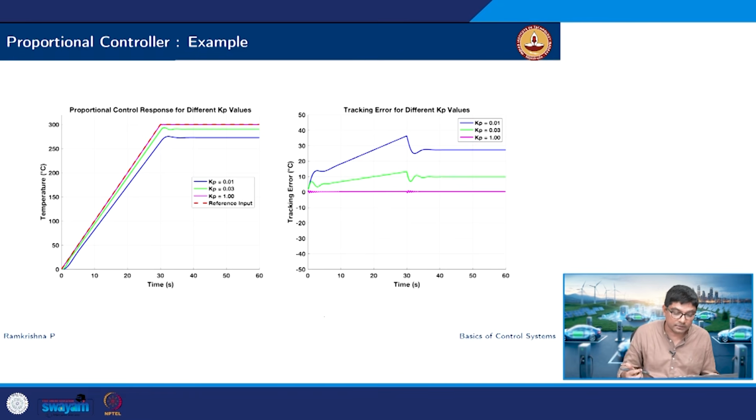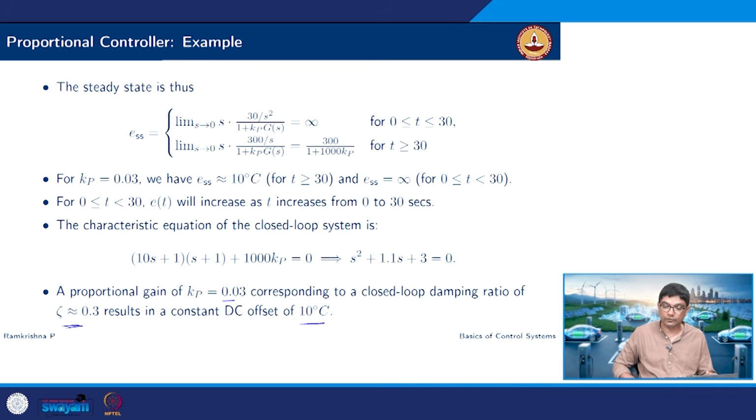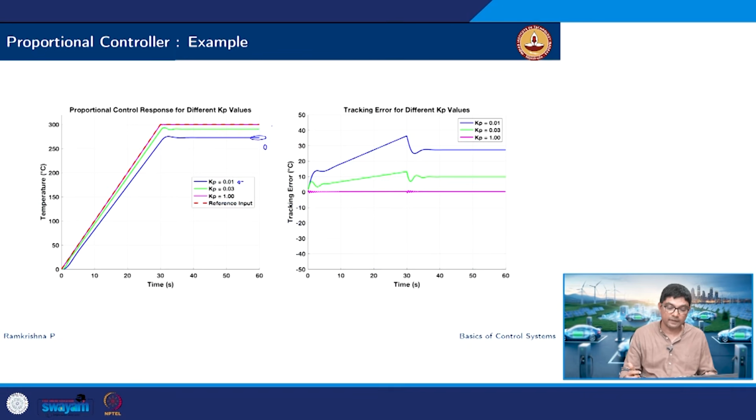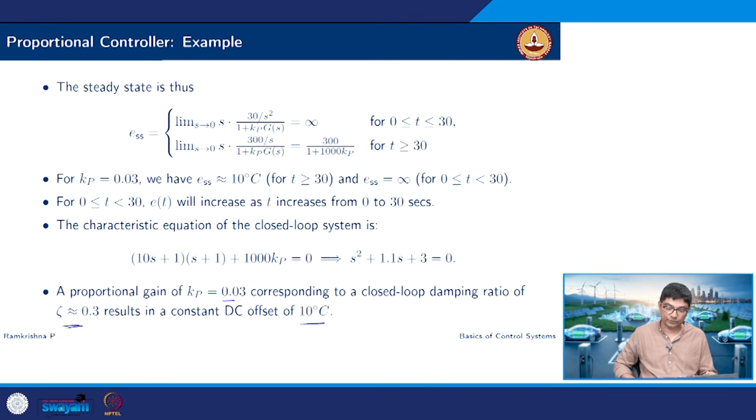So, maybe this is a better picture to depict this. I have the reference input as the red line. When I have a Kp of very small value, the blue one, I see that the system comes and stabilizes at some value which is say about 260 or 270. So, you see a bit of error over there, a steady state error. I keep on increasing to 0.03, the error decreases, and until I reach the value of Kp where the error is quite small.